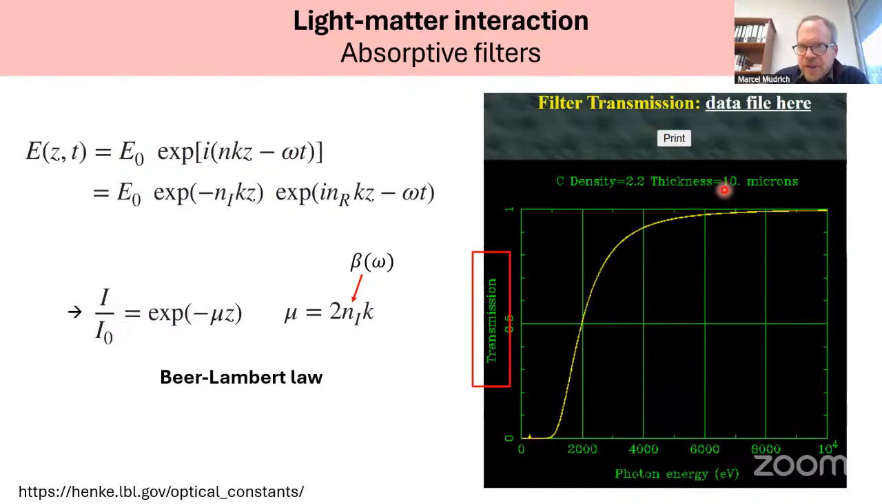So this is for a 10 micrometer carbon layer, like a diamond window. There we find complete blockage in the range up to about 1 kilo electron volt, and then a high pass characteristic for hard X-rays. So these diamond windows are typically placed in the front end of the beamline to filter out and suppress all the low energy photons and just transmit the hard X-rays.